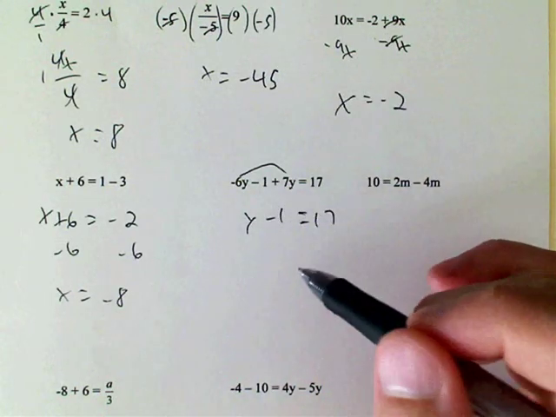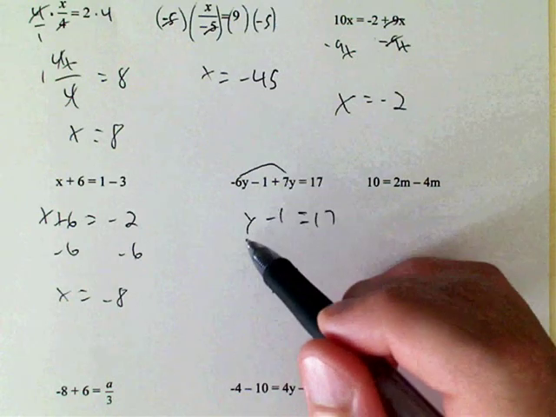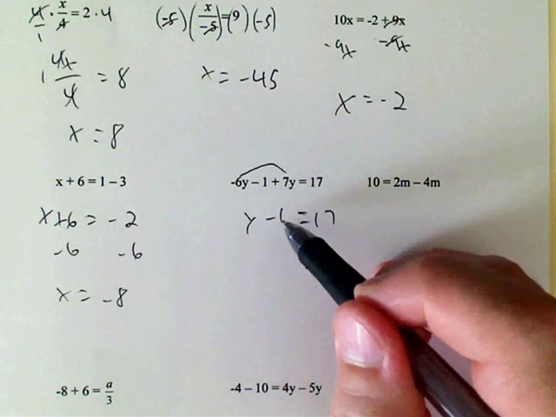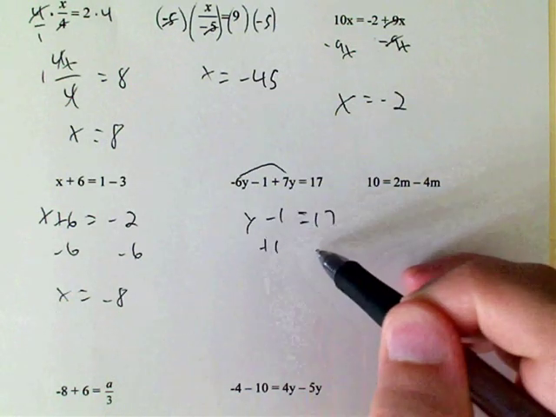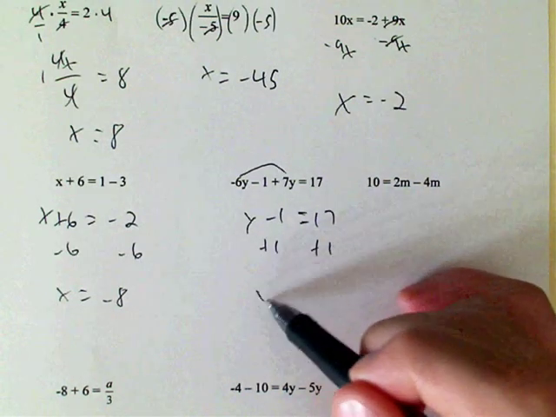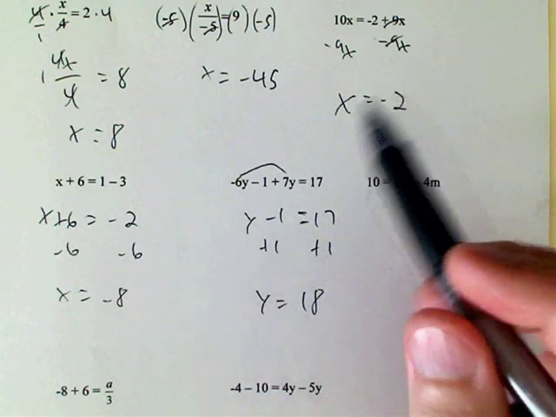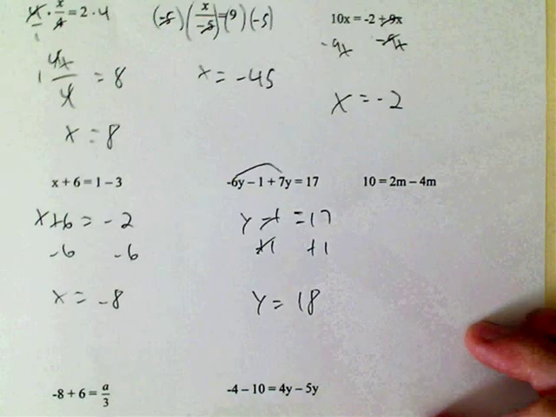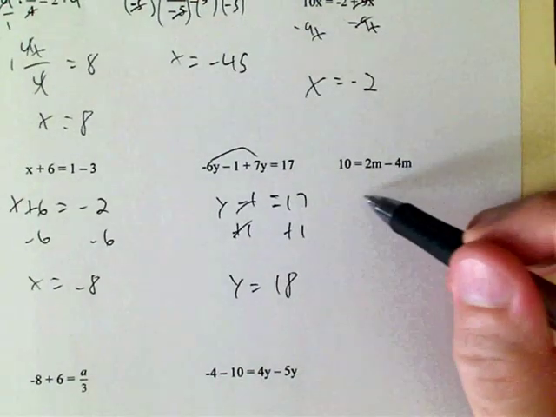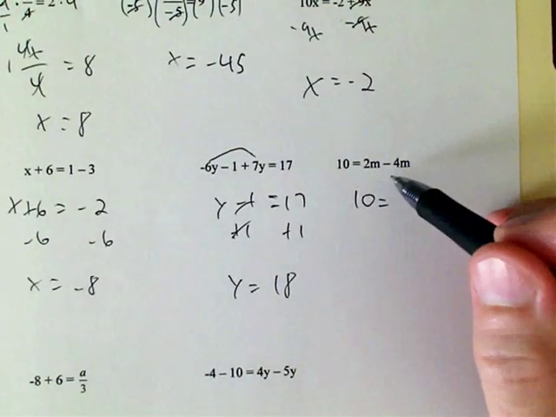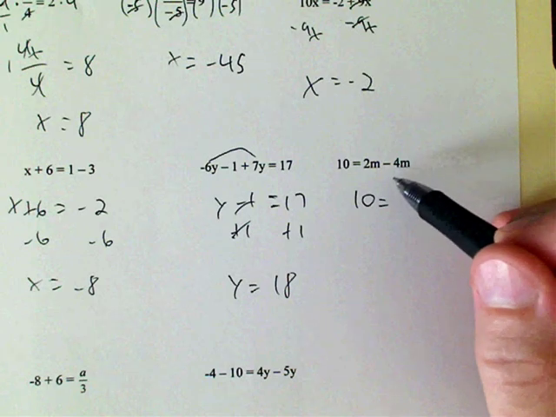We're back to doing the same steps. How do you isolate the y? You eliminate the 1 being subtracted by adding 1. What you do to one side, do the other. y equals 18. Some people like to mark those out, and that's fine. Look over here. All we have on the left side is a 10, but on the right side we have two variables, or two terms that have the same variable, m in this case.